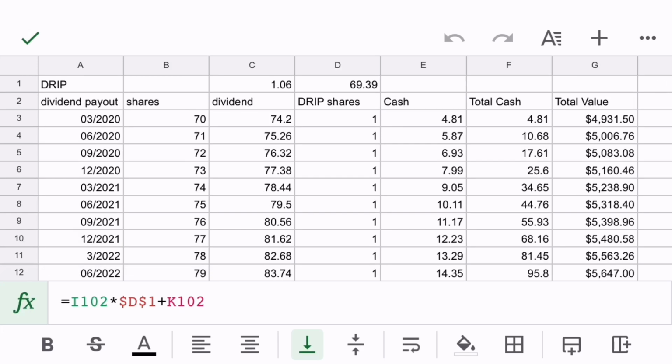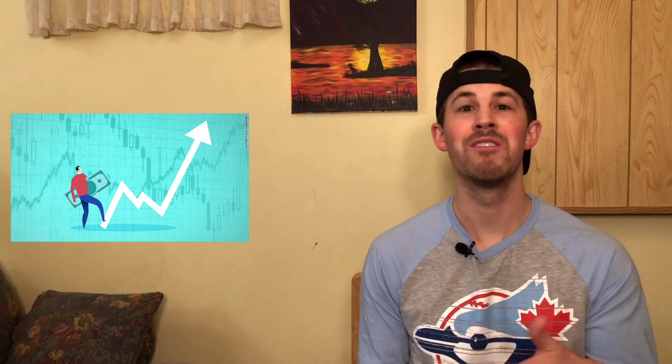So there you have it. That is my DRIP calculation via Excel, and now you can see just how valuable it is to use the DRIP. And while these numbers look nice, it's also important to note that I assumed that the dividend payout and the share price remain constant throughout that entire time. Now, if you're investing in good quality companies like a BMO, the odds are that the share price and the dividend payout price will continue to increase over time, which will earn you even more money.